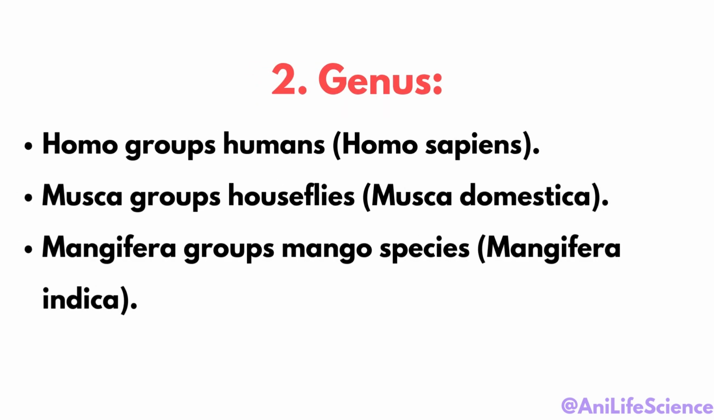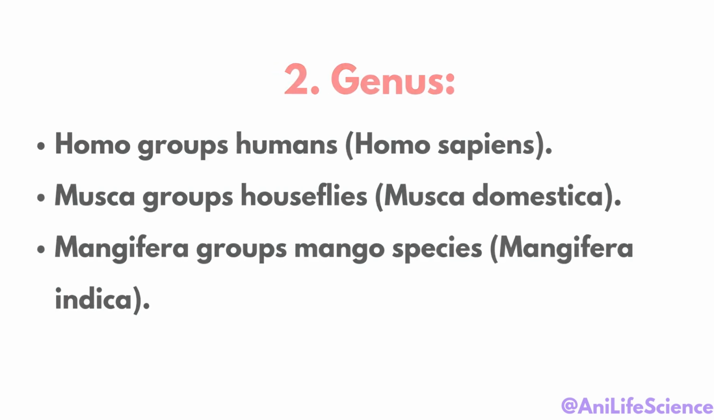Second, genus. A genus includes closely related species. For example, Homo groups humans, Homo sapiens. Musca groups houseflies, Musca domestica. Mangifera groups mango species, Mangifera indica.